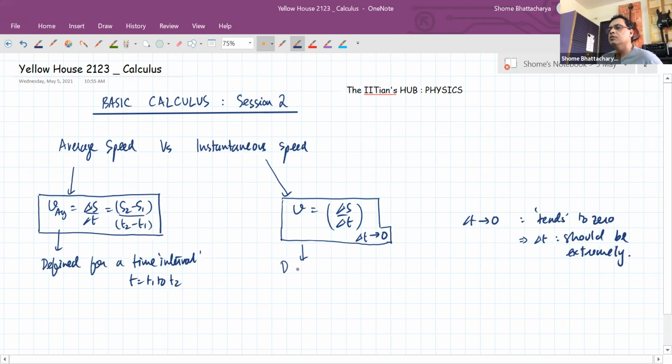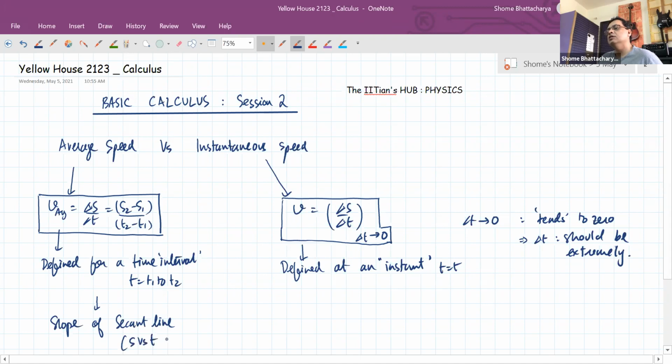So it is defined at an instant, not for an interval, whatever the time is. And we had seen examples and all that. And we had also understood that this can be related with the slope of a particular kind of line that we draw for the VT graph. It is the slope of the secant line for the S versus T graph, whereas this becomes what we call the slope of the tangent line.